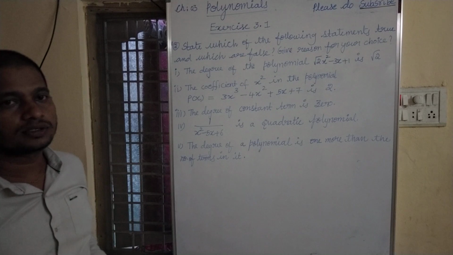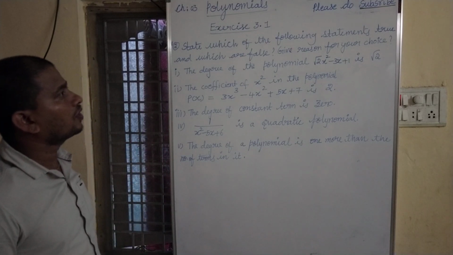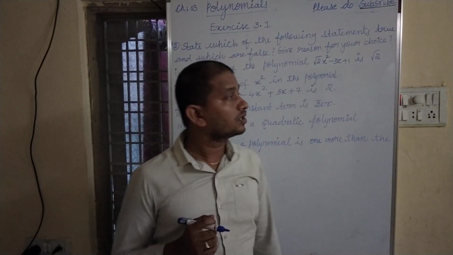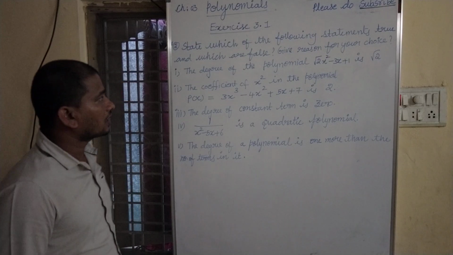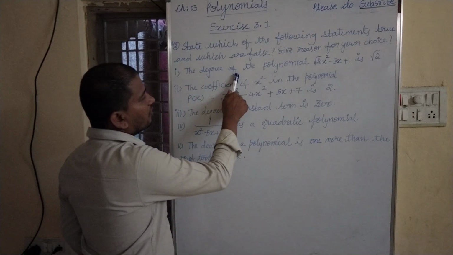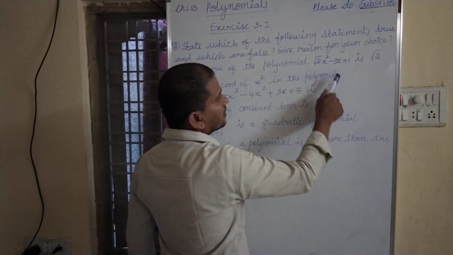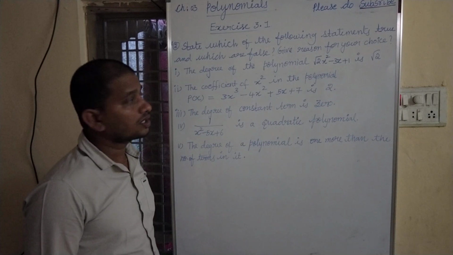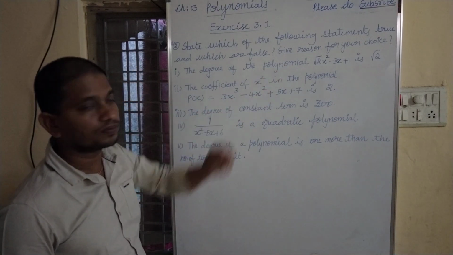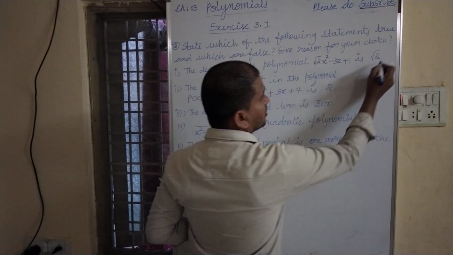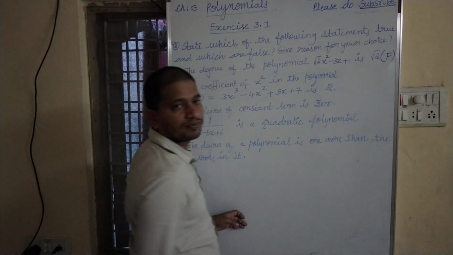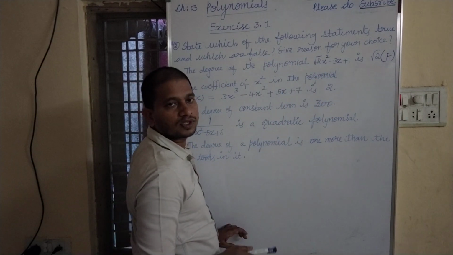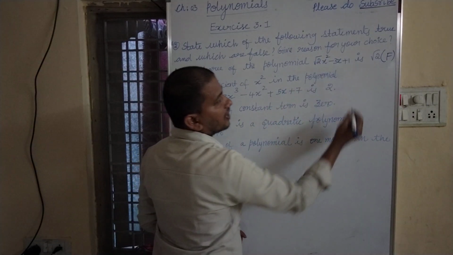Yeah, coming to the second question. State which of the following statements are true and which are false. Give reason for your choice. Okay, coming to the first statement: the degree of the polynomial root 2 x square minus 3x plus 1 is root 2. Is it correct? No, which is a false statement, because root 2 is actually the coefficient of x square.